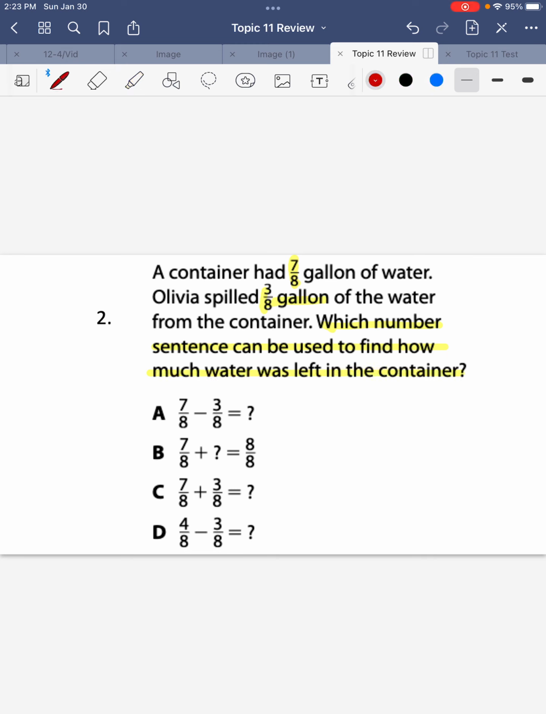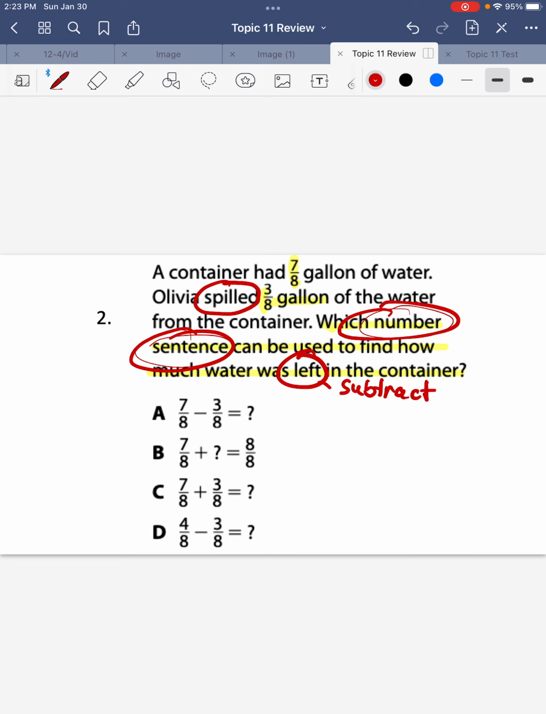So my keywords here are, I'm looking for a number sentence, okay? And it says which can be used to find how much water was left. Left is also a keyword, and it says that she spilled it. So she spilled it, how much is left? That means that I'm going to subtract.